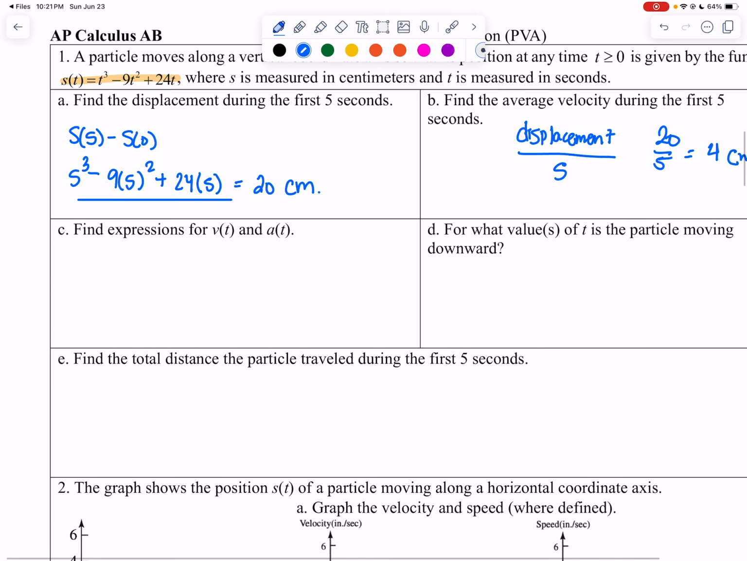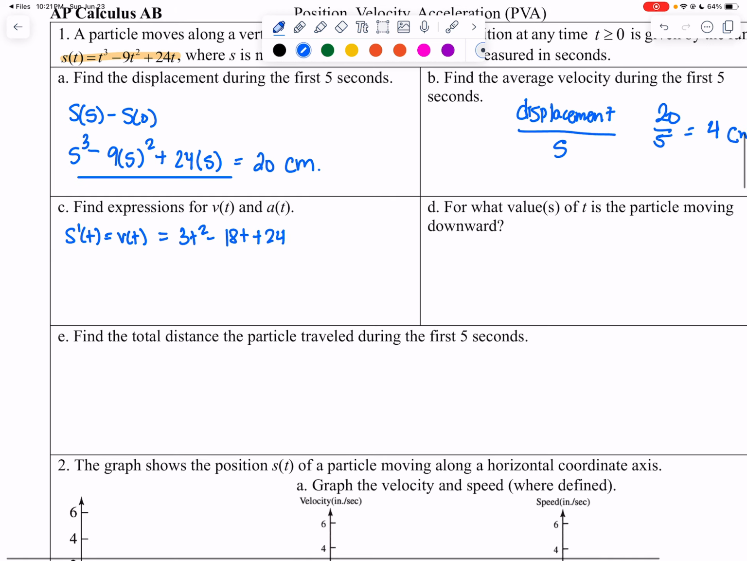Find expressions for v of t and a of t. So v of t is going to be my derivative. That's going to be 3t squared minus 18t plus 24 using good old power rule. And then a of t is going to be my second derivative of s of t, or my derivative of velocity. That's going to be 6t minus 18.